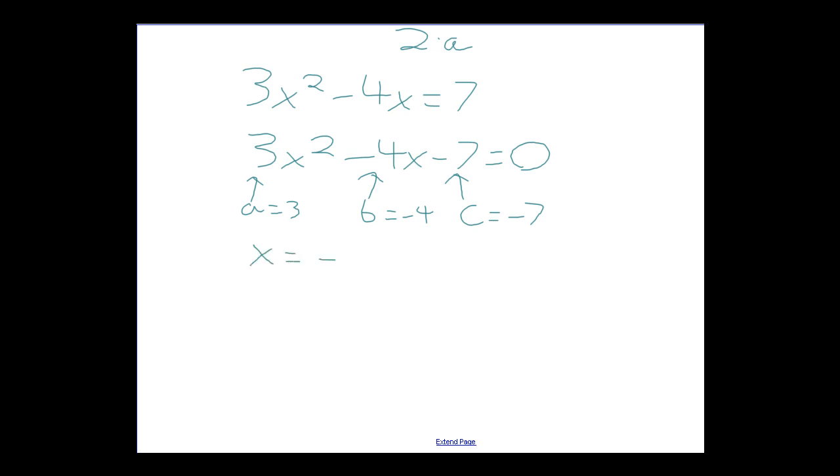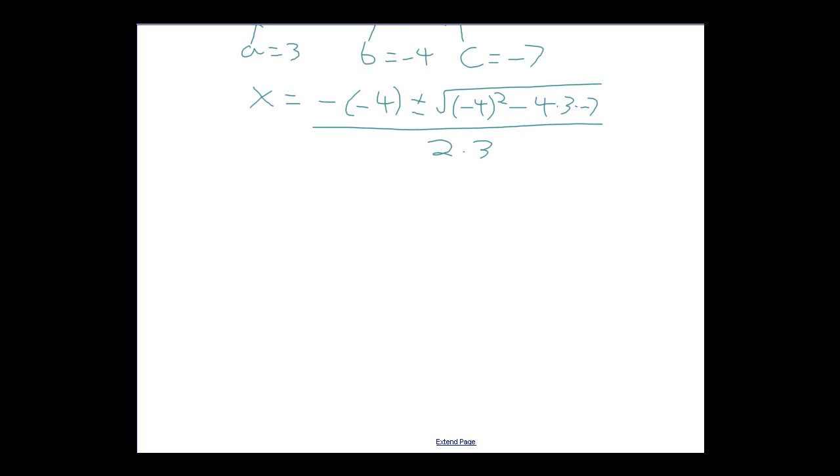x will be equal to negative b, which is negative 4, plus or minus the square root of b squared, again negative 4, minus 4 times our a value of 3 times our c value of negative 7, and all of this divided by 2 times our a value 3. So this is our solution. Now we must simply simplify it from here.